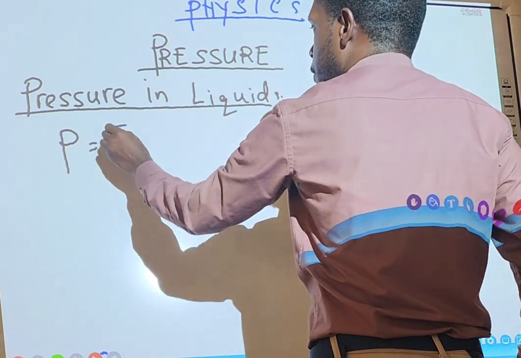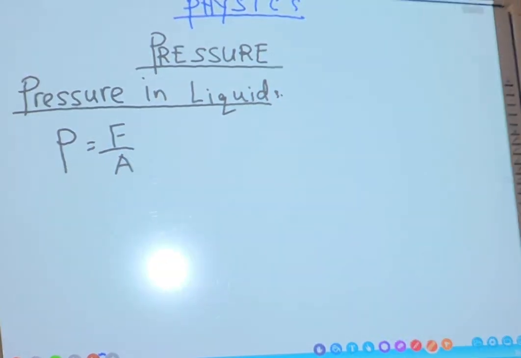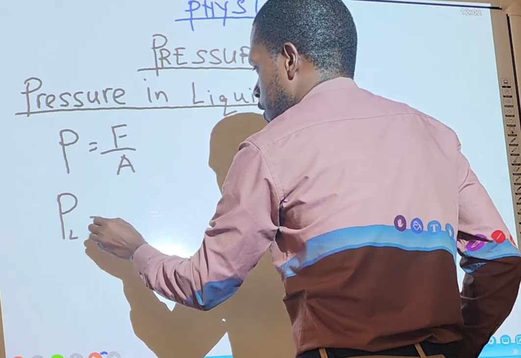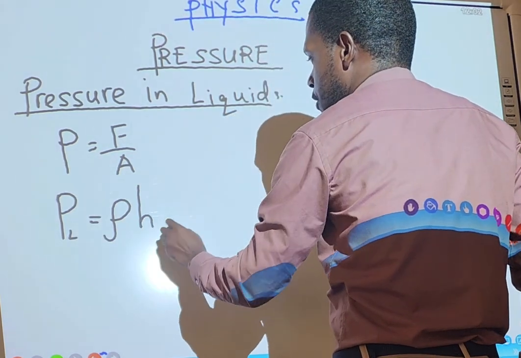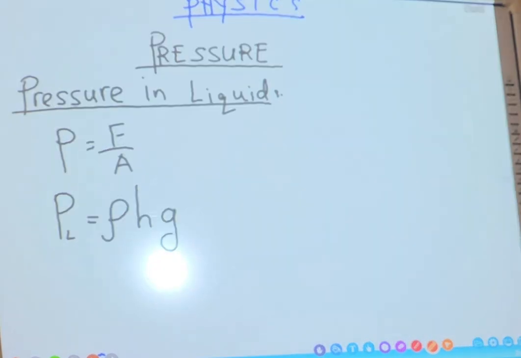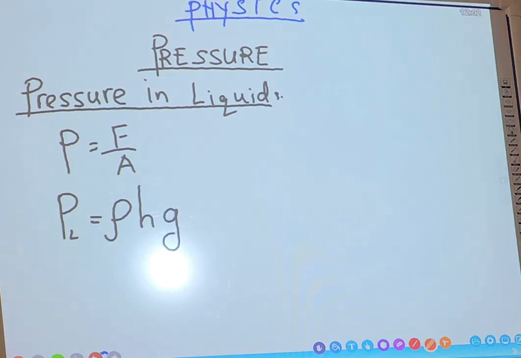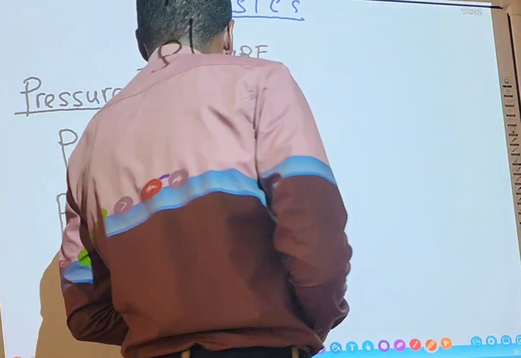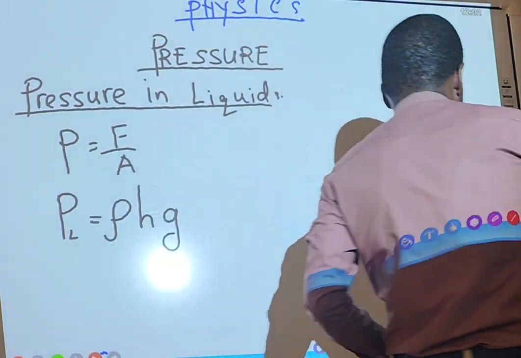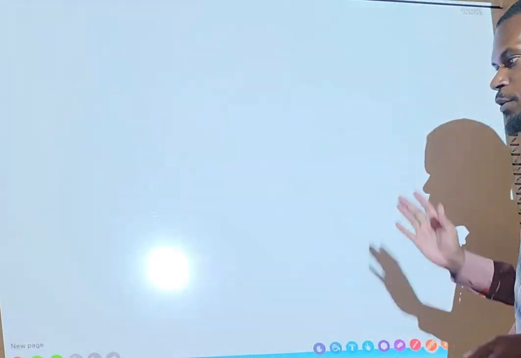We know that pressure is given by force over area. So today we will derive the formula that says pressure in liquids is given by rho H g, whereby rho stands for density, H is the depth of water, and g is the gravity, that is, acceleration due to gravity. Now let us proceed to find the formula itself.